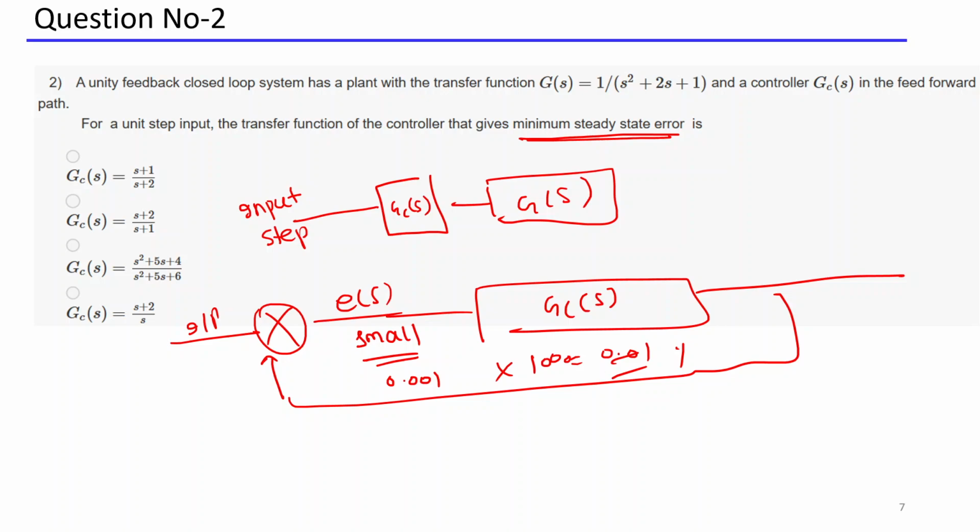Minimum steady state error means there is an integral control action. You have to find out which one of these four options has the minimum steady state error if you put the compensator. Okay, you understand the question? Then how can you deal with this question in very little time?